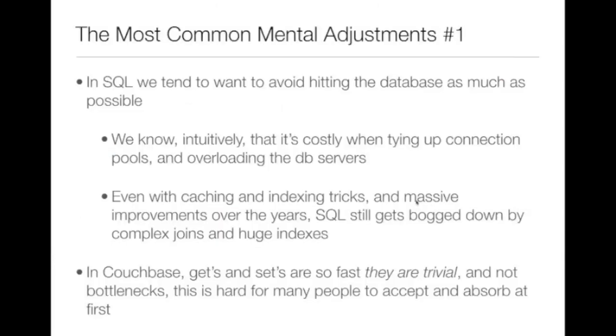So the most common adjustments that happen, and this happened to me too when I was first learning Couchbase a few years ago. I had an application that we were building in a startup, and we were using a relational database. We were trying to do a lot of real-time stuff, and even at smaller volume, we could notice the latency problems because these joins were just too complex, and we were inserting data too fast. Intuitively, with relational databases, we know it's costly to tie up the connection pool and overload with too many joins, so we try and avoid the database as much as possible. And even with caching, if you can cache, because there are certain situations with real-time stuff that you actually can't cache at all. You know that SQL is going to get bogged down by too many complex joins and huge indexes. Even with all the optimizations, relational databases have improved considerably over the last decade since the early days of the internet, but you're still going to run into these problems.